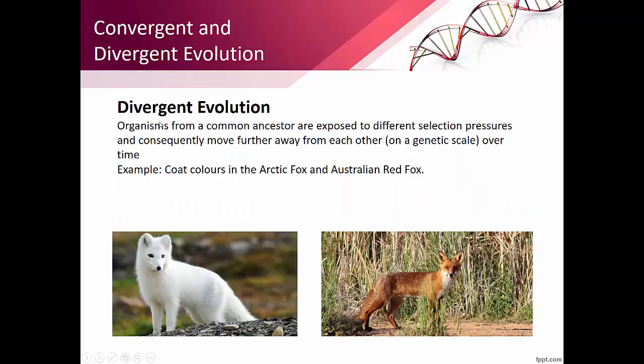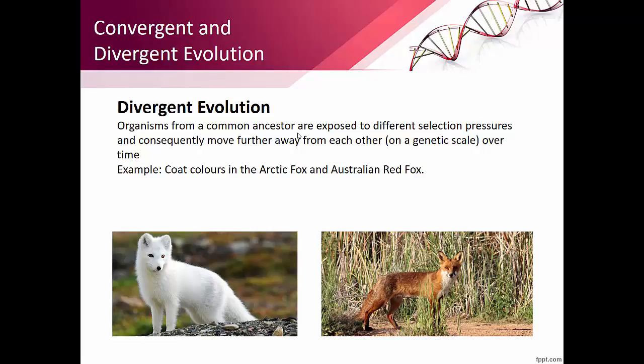Alright, we have now got an example down here. We're now going to look at convergent and divergent evolution and what these kind of mean. So, let's look at divergent first. Organisms from a common ancestor are exposed to different selection pressures and are consequently moving further away from each other on a genetic scale over time.